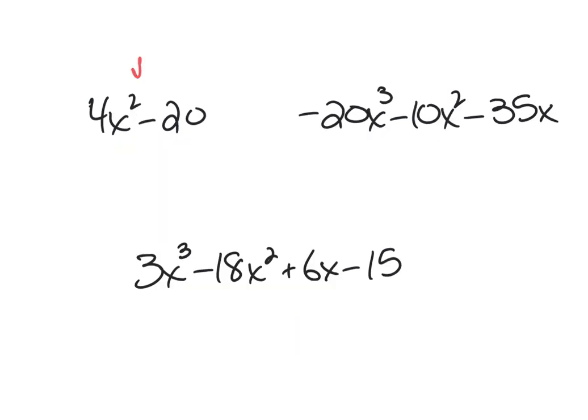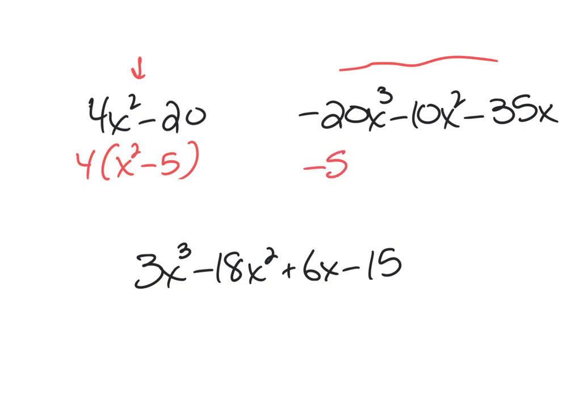If I'm looking at these two terms, I'm looking for what they have in common. They both have a 4. So what I'm going to do is factor the 4 out of each term. If I factor a 4 out of the first term, that just leaves the x squared. 4 goes into 20 5 times. That's called taking out the GCF. That's all you do.